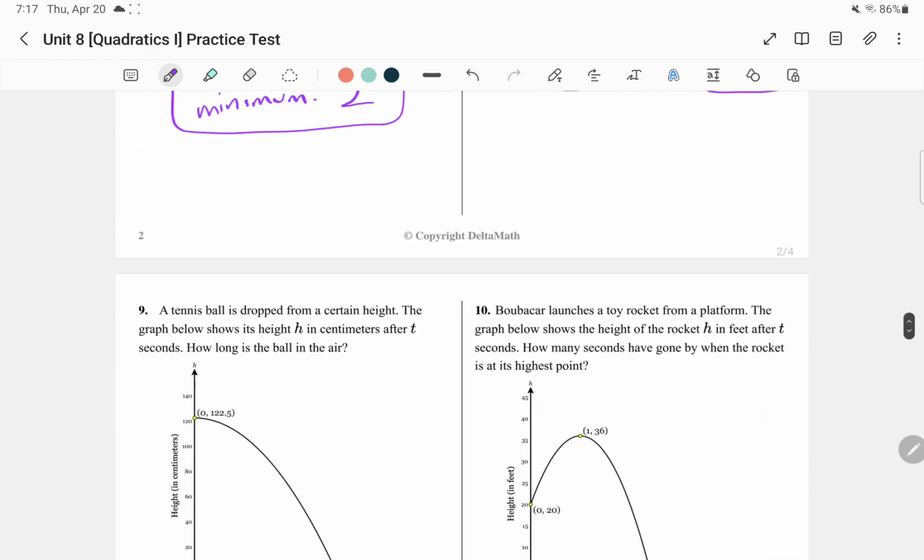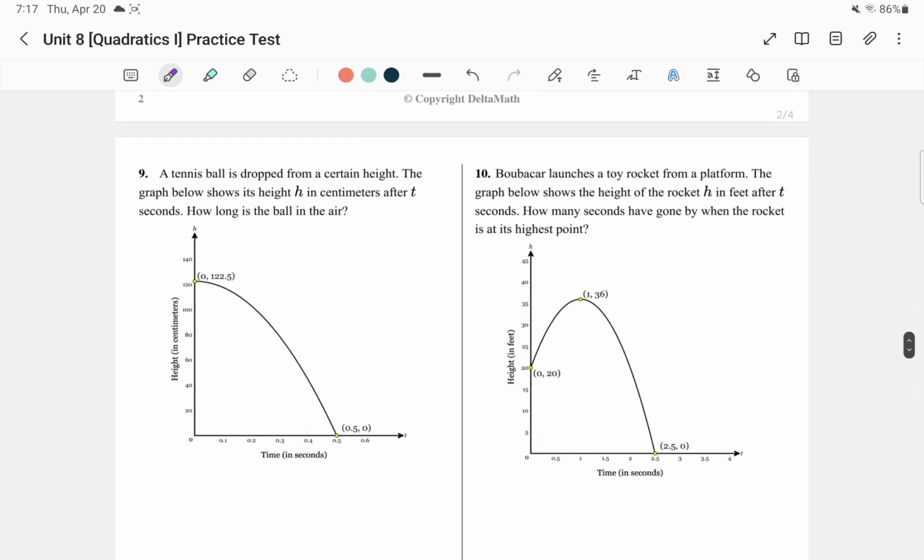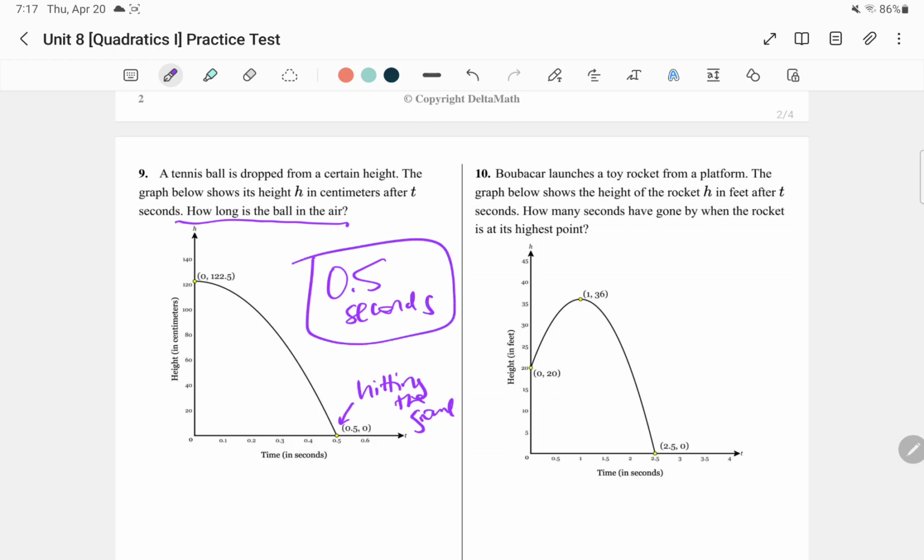I think we have 2 more. And these are the ones where we're just looking at the graph and just giving a number. No solving involved. So a tennis ball is dropped from a certain height. The graph below shows its height h in centimeters after t seconds. How long is the ball in the air? So the ball is hitting the ground right here, right? So we're just looking at the time it was in the air, which is the x value. So that's going to be, let's write it right here, 0.5 seconds. That's it.